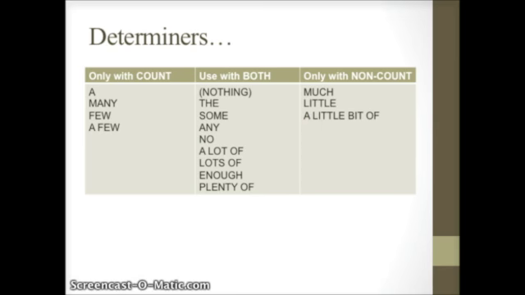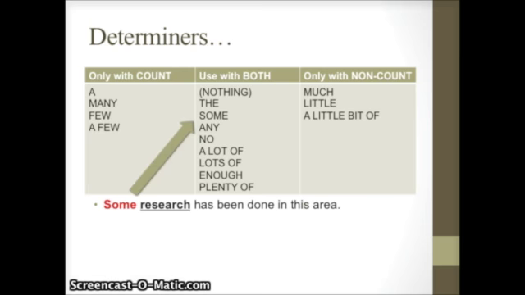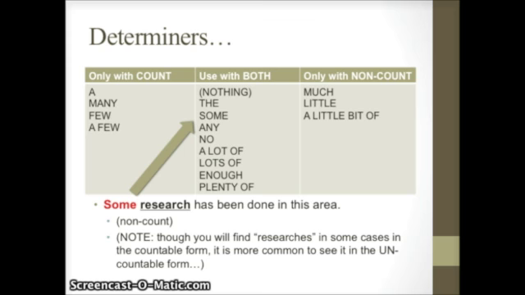Determiners that can be used for both offer a safe way to talk about nouns, especially if you're not sure which to use. Here's an example. Some research has been done in this area. It's non-countable but uses the word some. Note with this particular word that you will find researches in some cases, but it is more common to find the word research as non-count in the university academic setting here in the United States.